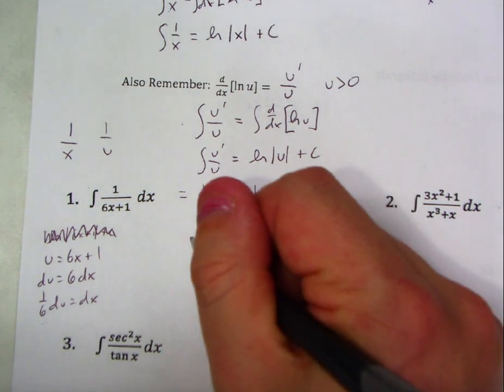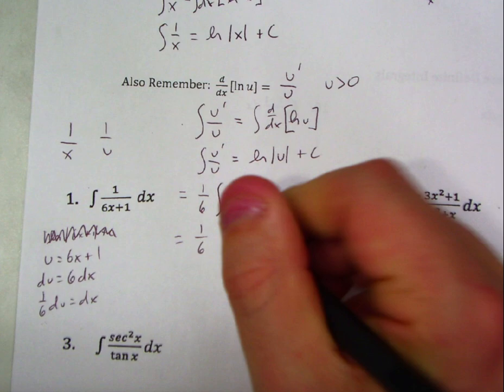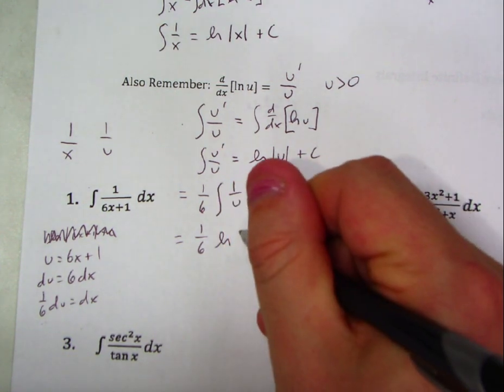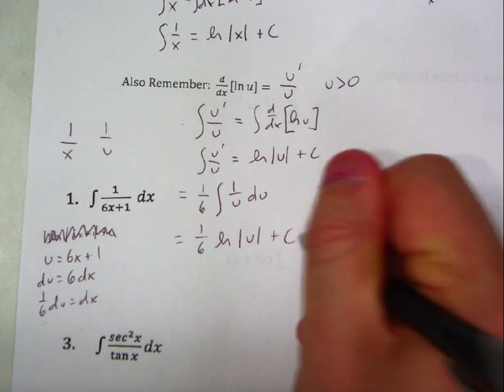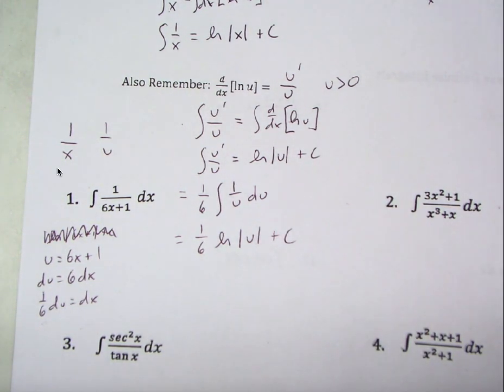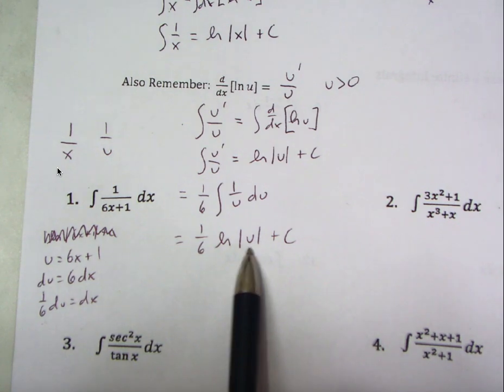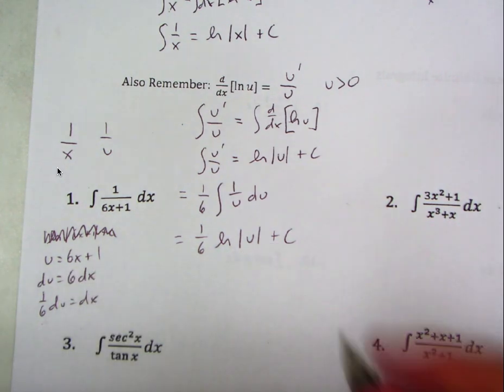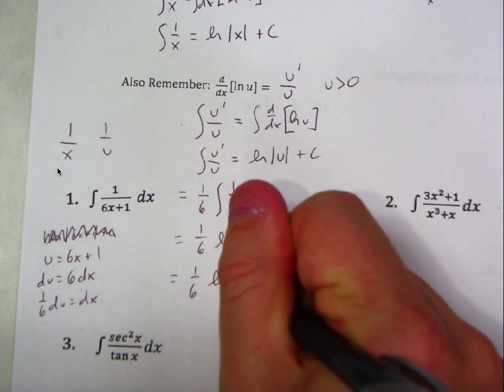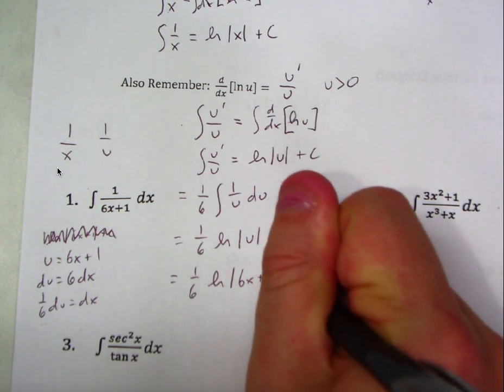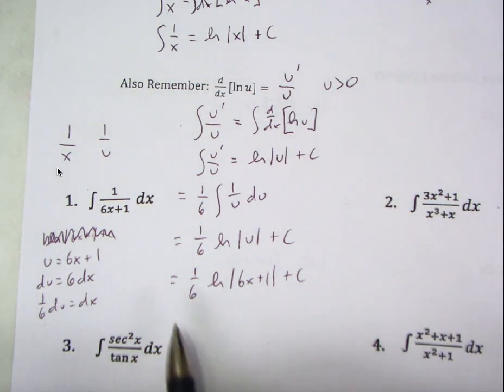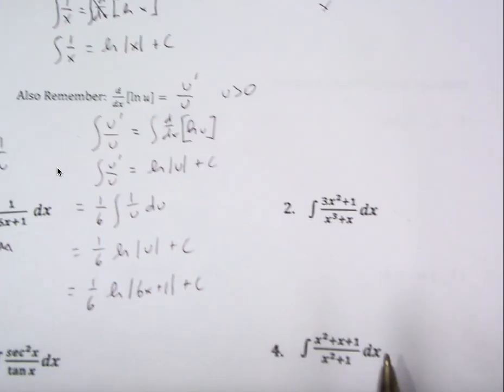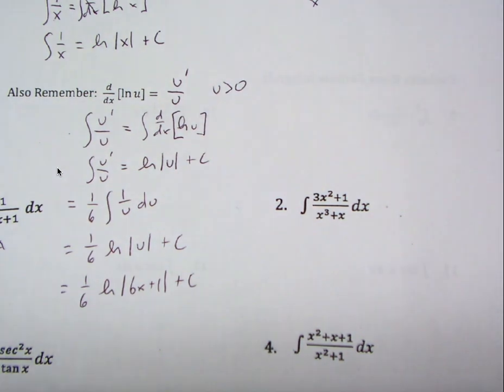So now I'm going to go ahead and write this as 1/6 times the natural log of the absolute value of u plus c. And now I just take the u expression, 6x plus 1, plug it in for u, and I get 1/6 natural log absolute value of 6x plus 1 plus c. So notice the other way, we didn't end up with that 1/6 out in front. So go ahead and pause the video, and I want you guys to try example 2. See if you can do u substitution on example 2, and then play it after you try it.